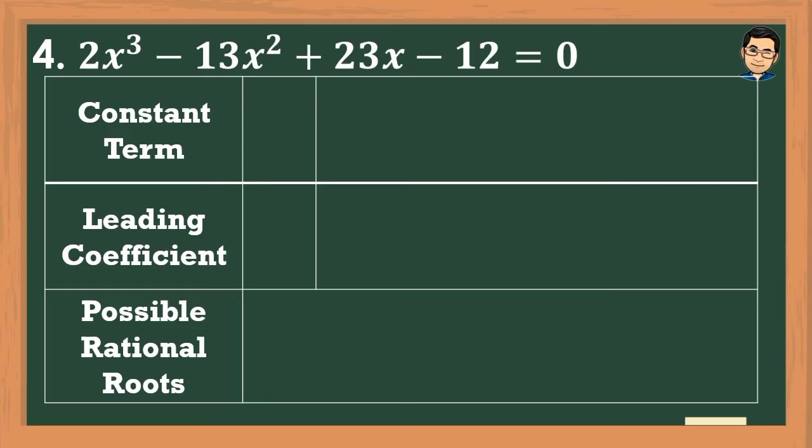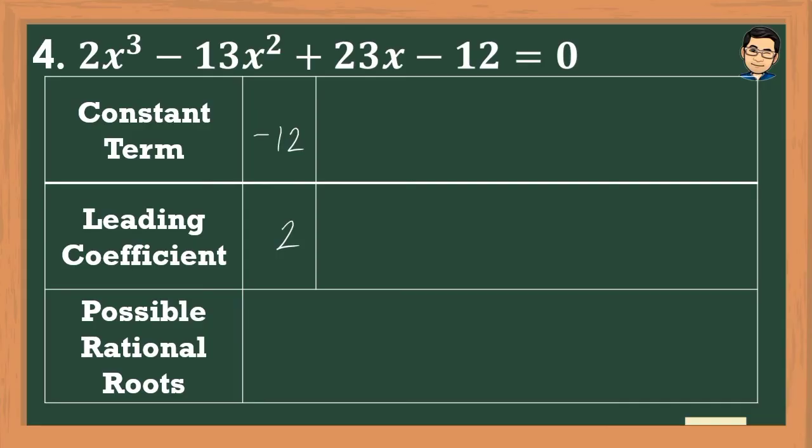So for our last example, we have 2x cubed minus 13x squared plus 23x minus 12 is equal to 0. So let's identify the constant term. So the constant term is negative 12. The leading coefficient here is 2. So, yung mga leading coefficients ng mga naunang example natin kanina is equal to 1. But for this example, hindi na siya equal to 1, which is 2.